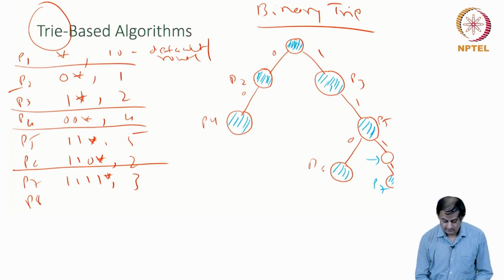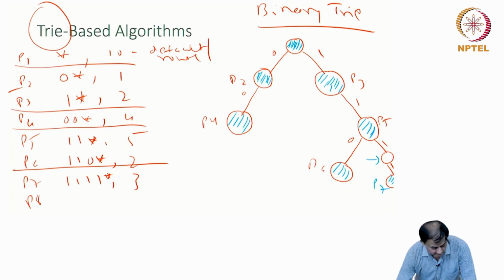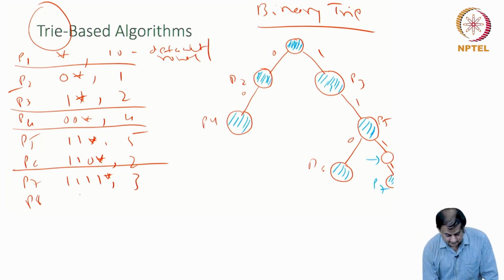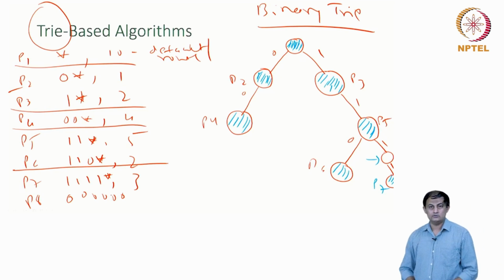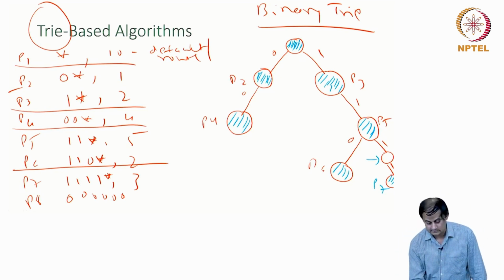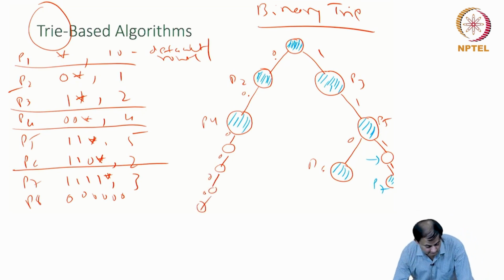For example, if I have a new entry, let's say P8 is saying 0 0 0, 6 times 0. What it means is extending this node by more 0s. Two zeros I have already read, then the first one, second one, third one, fourth one, fifth one, and then the sixth one. I am going to mark this as the node corresponding to the prefix P8.